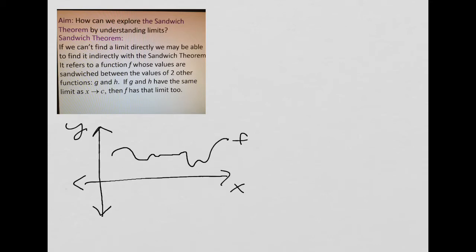Okay, so let's call this f, whose values are sandwiched between the values of two other functions. Let's call it g, and h. When I was drawing f, I was trying to create something that was oscillating over here. Usually that's the case when we're not able to find its limit.